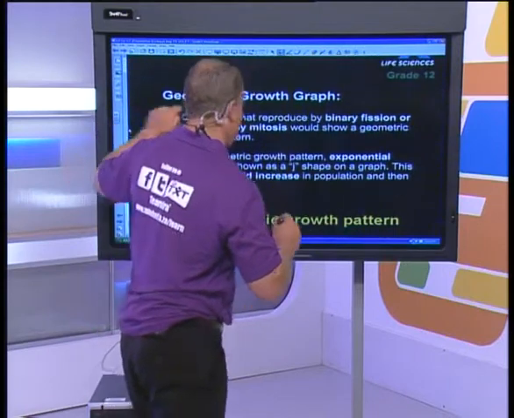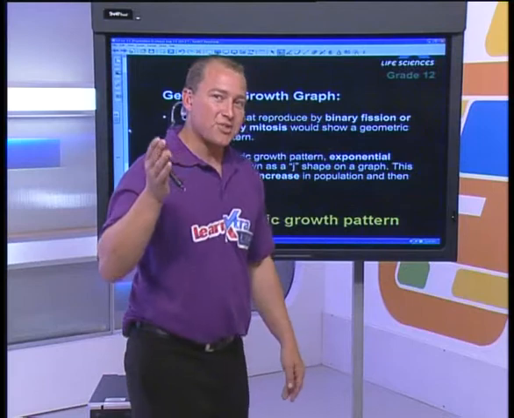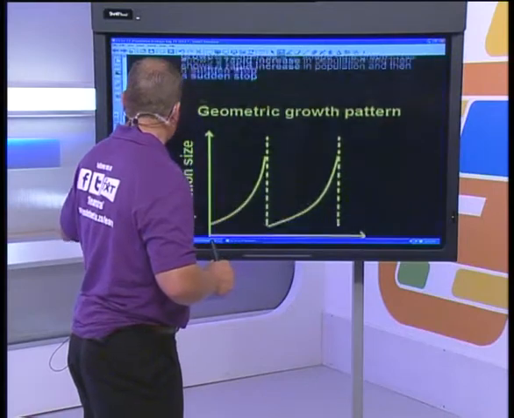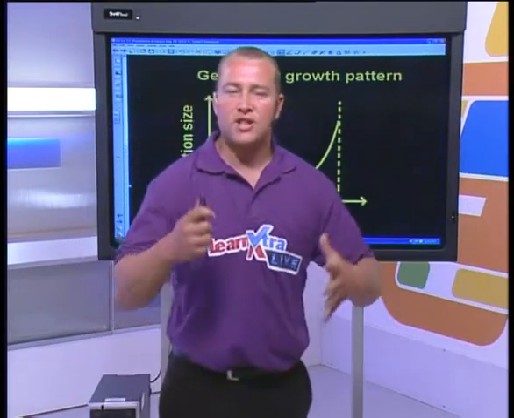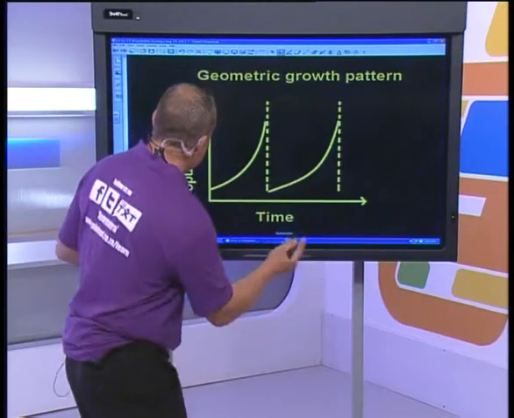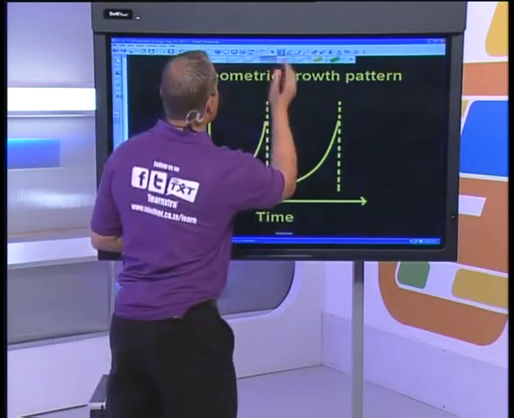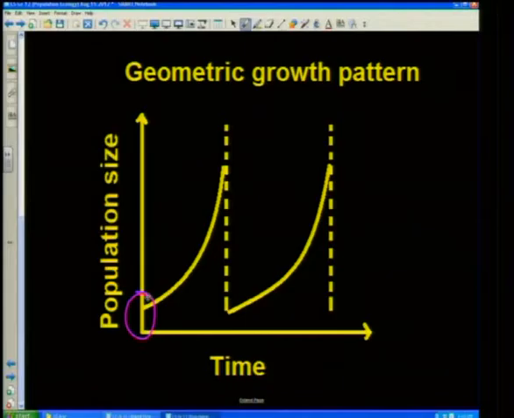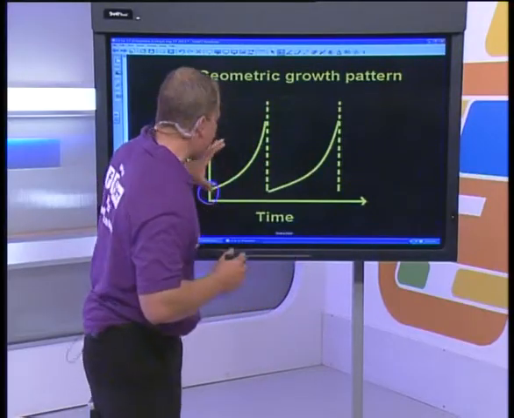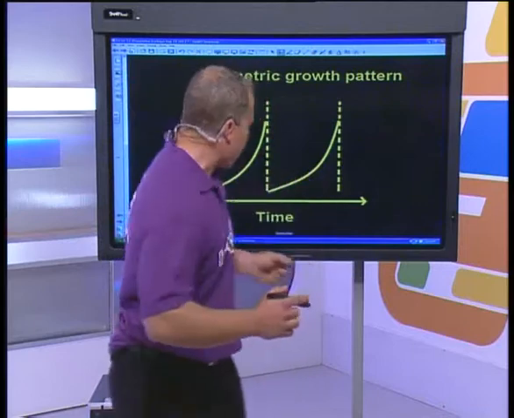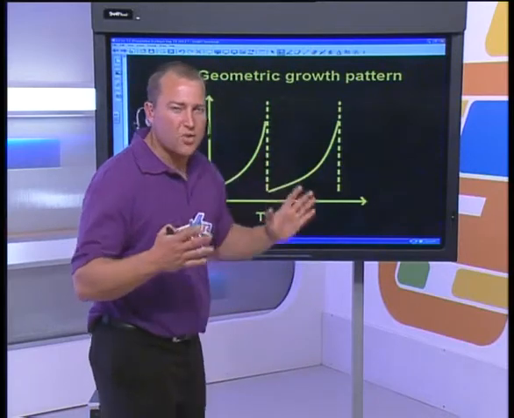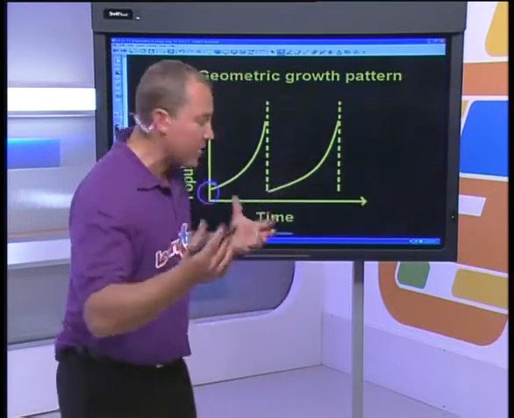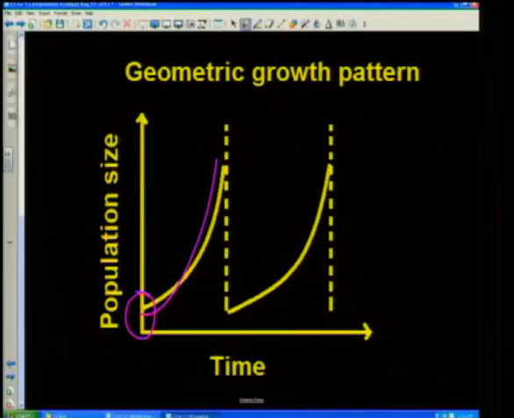Now, your geometric graph pattern is very strange. They call this the J-shape graph, okay? What actually happens is we start off with something nice and small. I'm going to use a different color pen. We introduce these animals or different species, and they grow extremely quickly. The birth rate is quite high and the death rate very, very low, because there are no predators to kill them. So they speed up and grow quite nicely.